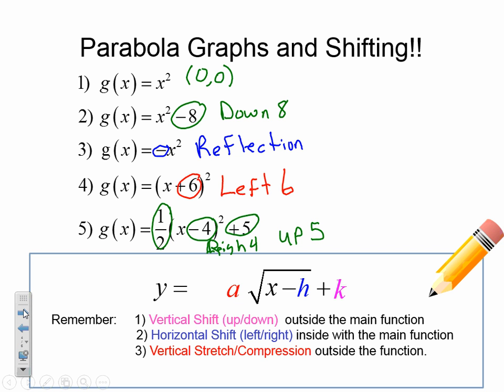Now, the a out in front, the number out in front of our square root, is our vertical stretch or compression. It's going to determine how big our graph is, if it's getting wider or skinnier. And our last one, if there's a negative out in front, that's the reflection. It's going to reflect our graph.